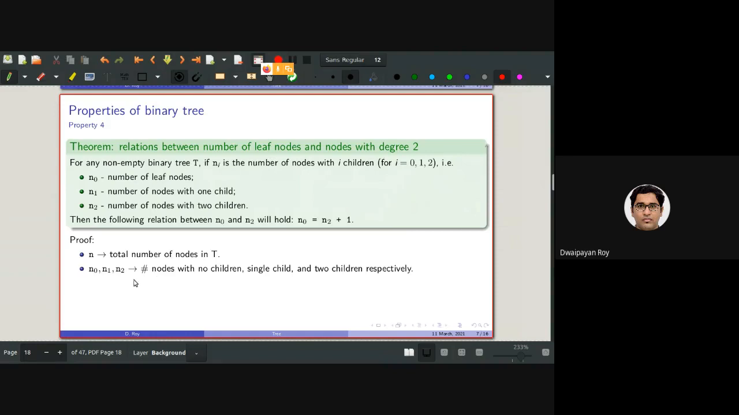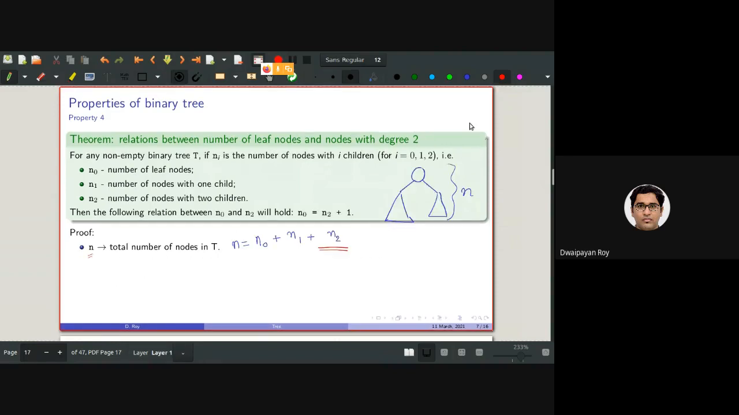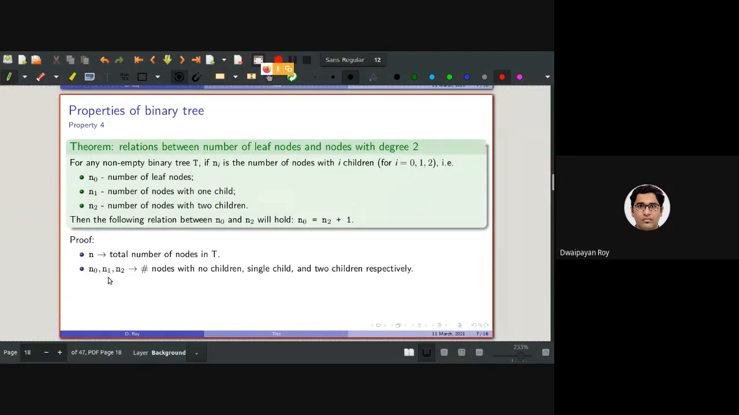Moving ahead. So n0, n1, and n2 are the numbers of nodes with no child, single child, or two children. So n will be n0 plus n1 plus n2, of course. Then can you say what will be the number of branches in this tree? This thing we have already proved in the first property. So how many branches will be there?